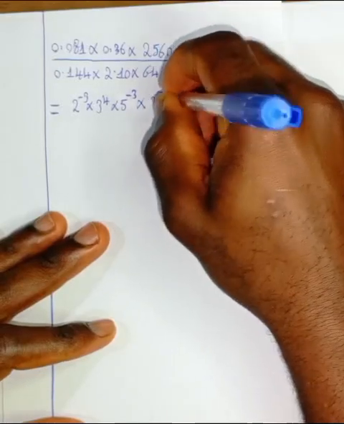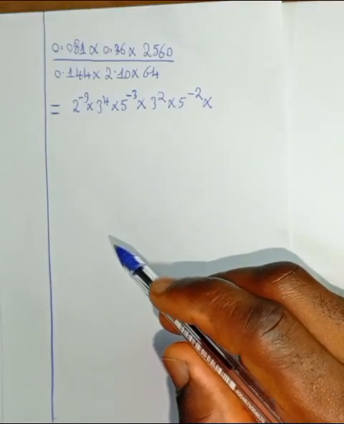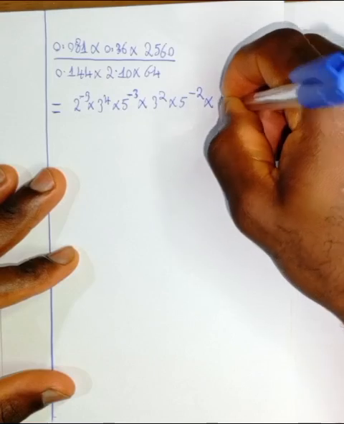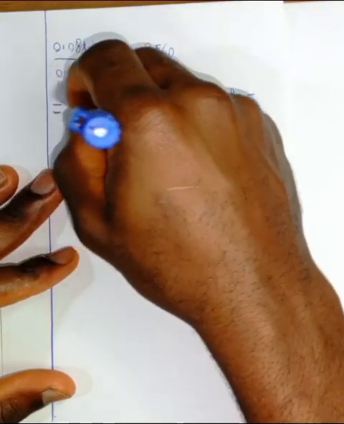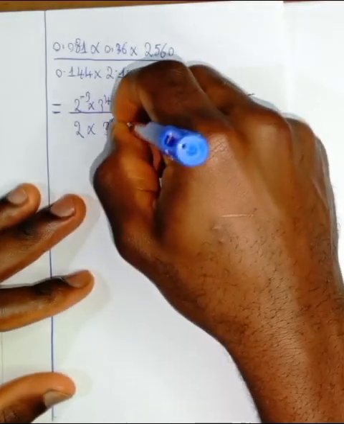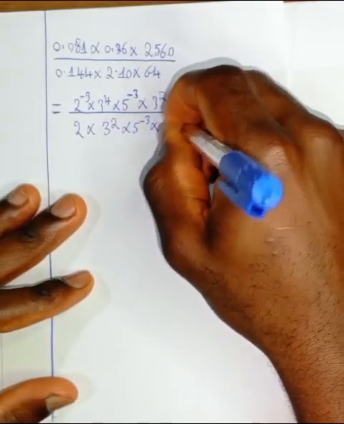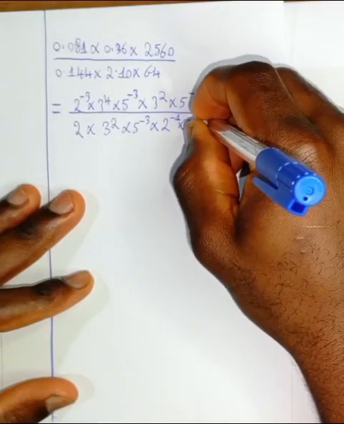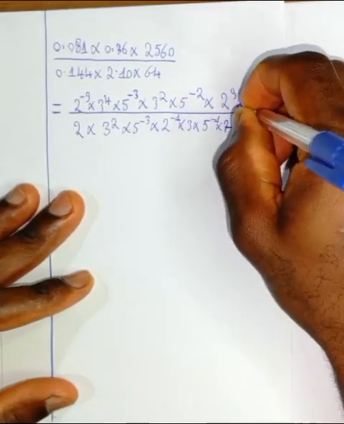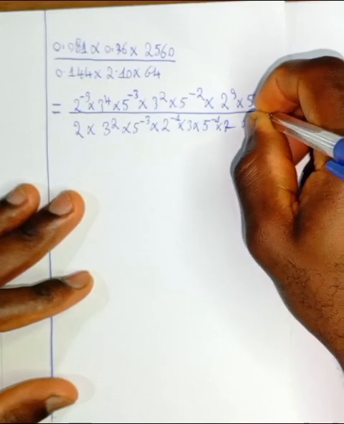3 squared times 5 raised to the power negative 2 times, we know 2560 is simply equal to 2 raised to the power 9 times 5, all over 0.144, which is simply equal to 2 raised to the power 1 times 3 raised to the power 2 times 5 raised to the power negative 3 times 2.10, which is simply 2 raised to the power negative 1 times 3 times 5 raised to the power negative 1 times 7, times 64, which is simply 2 raised to the power 6.